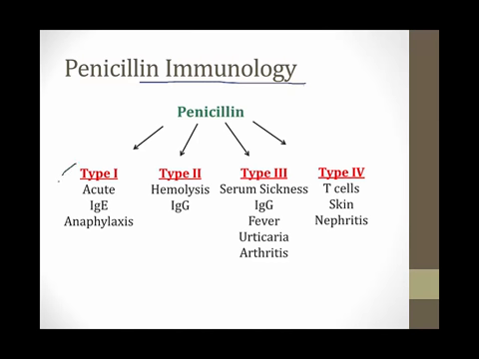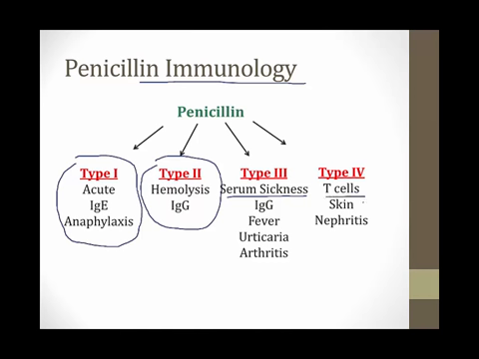Penicillin can cause a type 1 or acute reaction. This involves IgE antibodies and can lead to anaphylactic shock. It can cause a type 2 hypersensitivity reaction that leads to hemolysis via IgG antibodies. It can cause a serum sickness-like illness, as we talked about on the last slide. And finally, it can also lead to type 4 reactions that involve T cells. This includes the skin reactions and also interstitial nephritis.